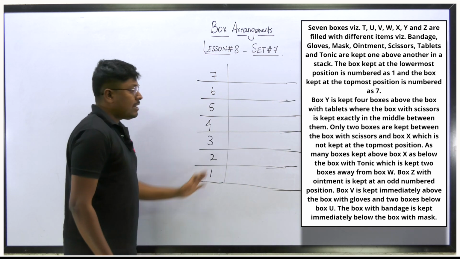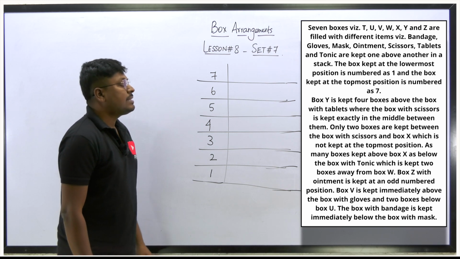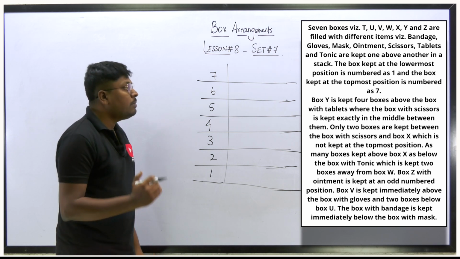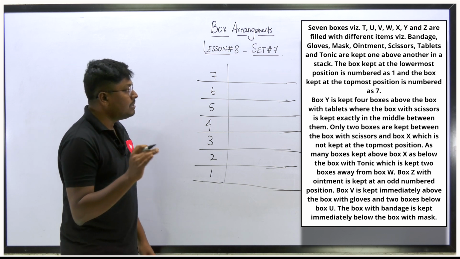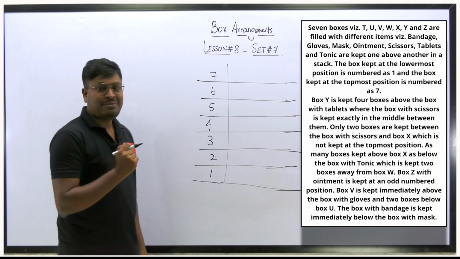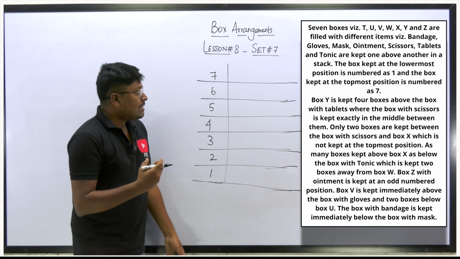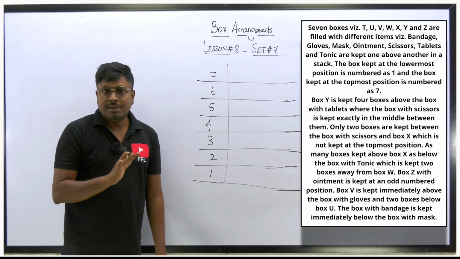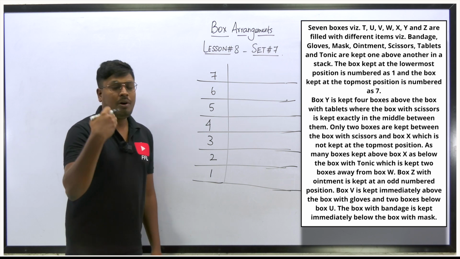In case it is possible, we can draw the diagram. Box Y is kept 4 boxes above the box with tablet, where the box with scissor is exactly in the middle between them. Just see the first point itself. It's a little bit direct and a little bit indirect statement, but what they are saying is box Y is kept 4 boxes above the box with tablet.